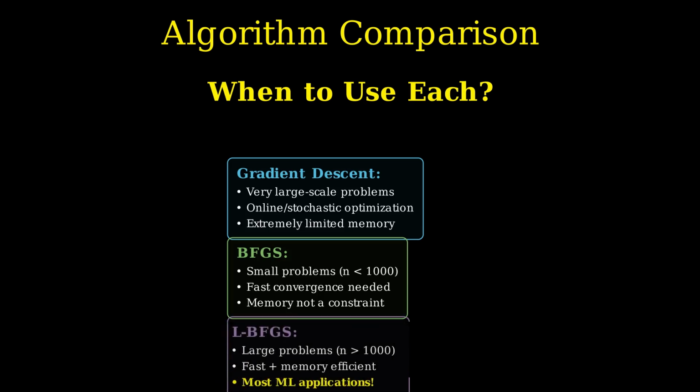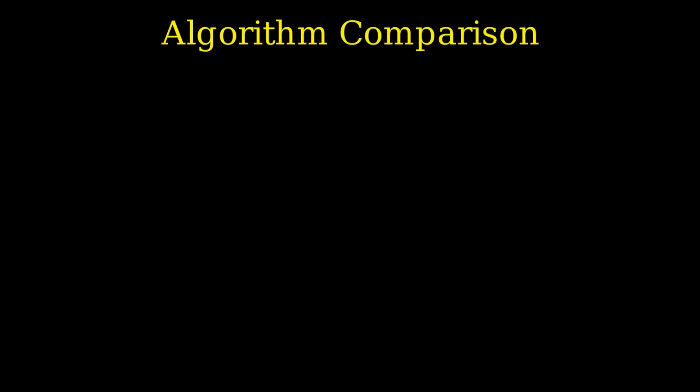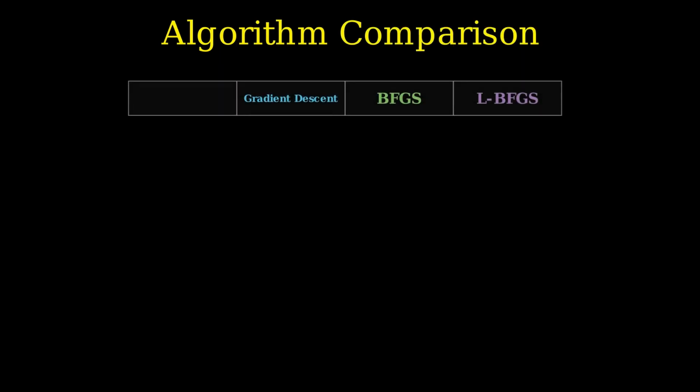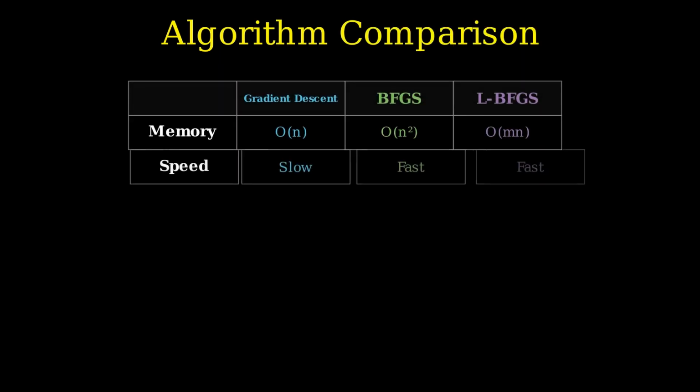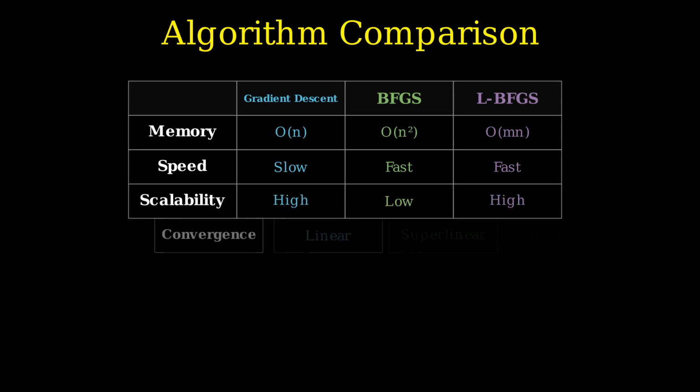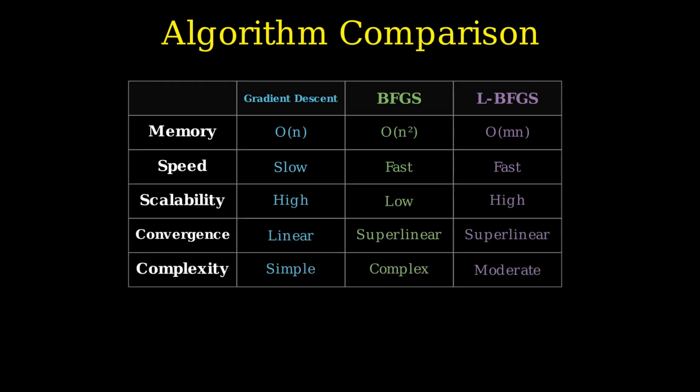L-BFGS, used for large-scale problems with thousands to millions of variables. Used when you need fast convergence but memory efficiency matters. This is the workhorse of modern machine learning. In terms of performance, gradient descent has linear convergence but is simple. BFGS has superlinear convergence but poor scalability. L-BFGS has superlinear convergence with excellent scalability.